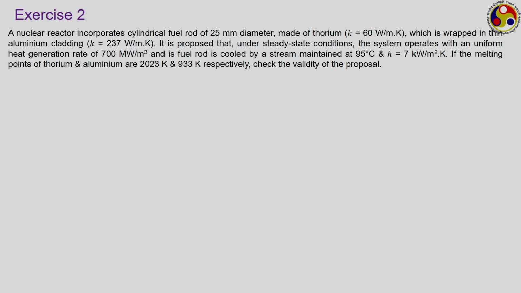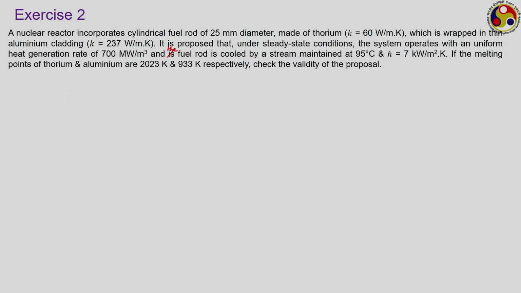Now, a second problem I would like to quickly go through. Here the problem involves a nuclear reactor which incorporates a cylindrical fuel rod of 25 millimeter diameter. It is made of thorium, which has thermal conductivity of 60 watt per meter Kelvin, and it is wrapped in thin aluminum cladding. It is proposed that under steady state condition the system operates with a uniform heat generation rate of 700 megawatt per meter cube, and the fuel rod is cooled by a stream maintained at 95 degree Celsius and corresponding H is given.